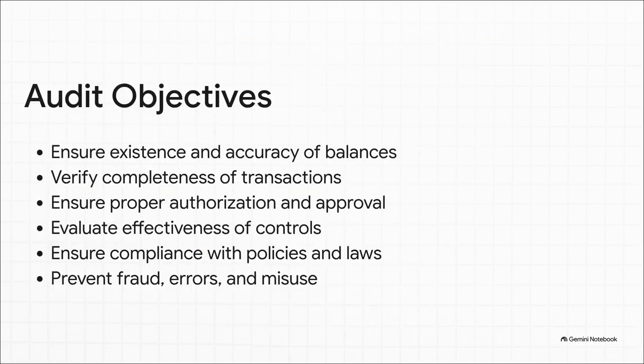Our core objectives here essentially form a complete safety net. We start off by physically counting the notes to ensure the existence and accuracy of cash and bank balances. Then, we verify the completeness of cash and bank transactions, meaning we check that every single physical receipt from Tuesday actually made it into Tuesday's bank deposit. We also ensure proper authorization and approval, like confirming a director actually signed off on large payments.